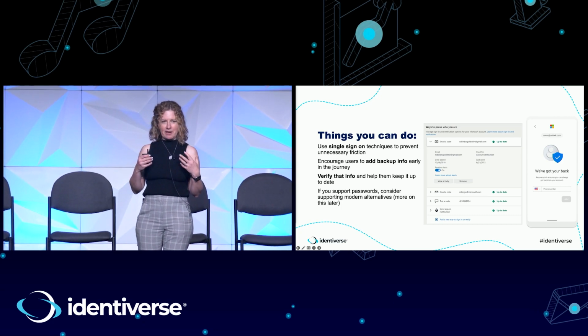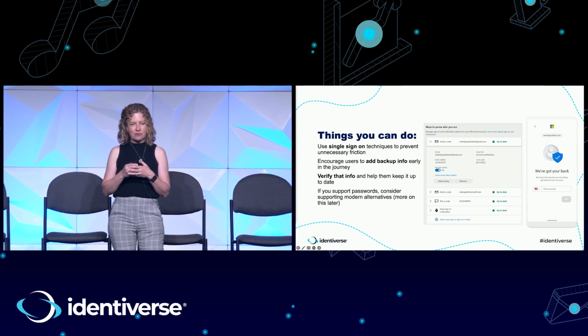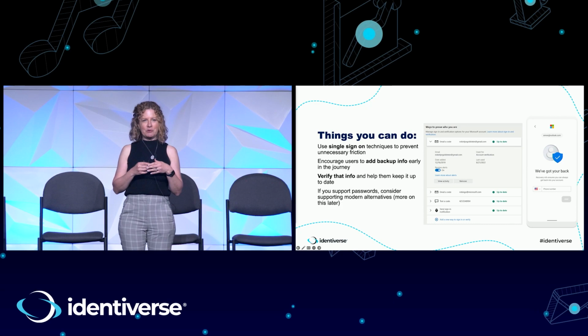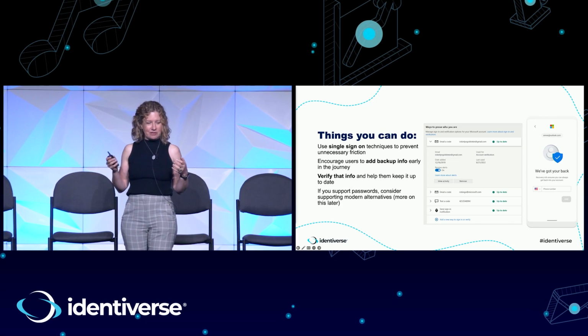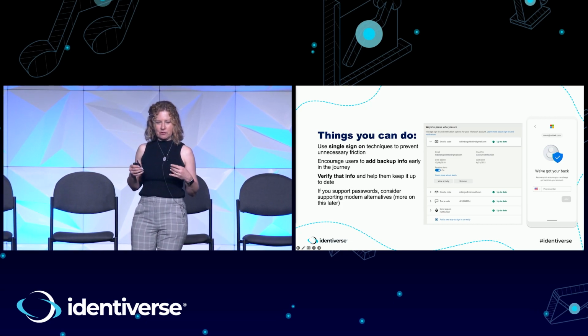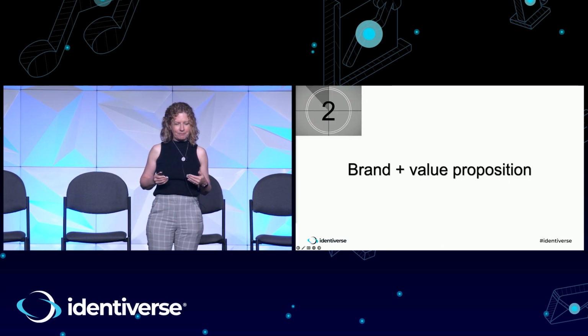And if you support passwords, which most systems do today, consider supporting modern alternatives. We had a whole bunch of talk on passkeys this morning, and a demo on how passkeys are starting to work everywhere. And there are other more modern alternatives that can help users never get into this state of forgetting things and not getting back into their account.